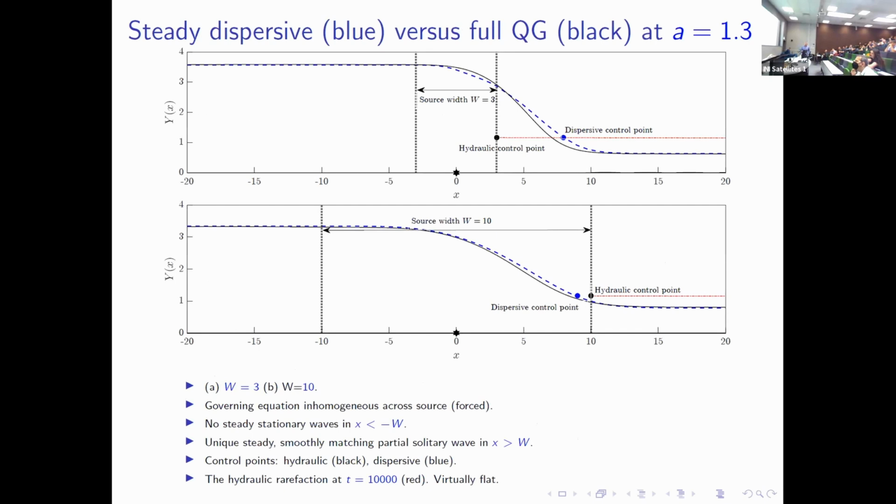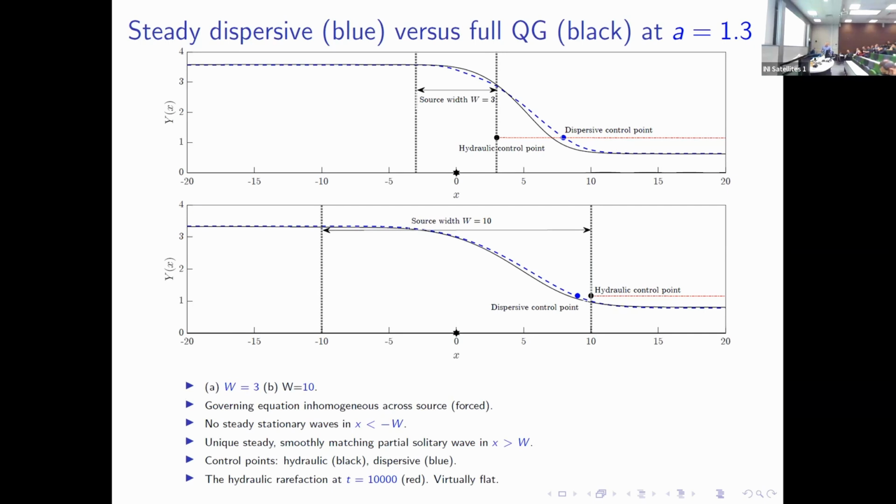We can now build up a solution to the steady problem. The solid black line here is the QG solution, so this is the full steady solution to the problem, and the dashed line is the dispersive solution. This is for a width of 3. This is for a width of 10. We'd expect the wider one to be closer, of course.